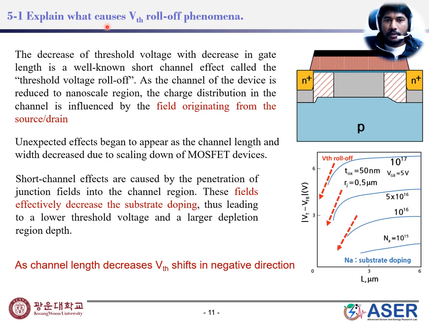Explain what causes VT roll-off phenomena. The decrease of threshold voltage with decrease in the gate length is also known as the short channel effect. That's also called threshold voltage roll-off.